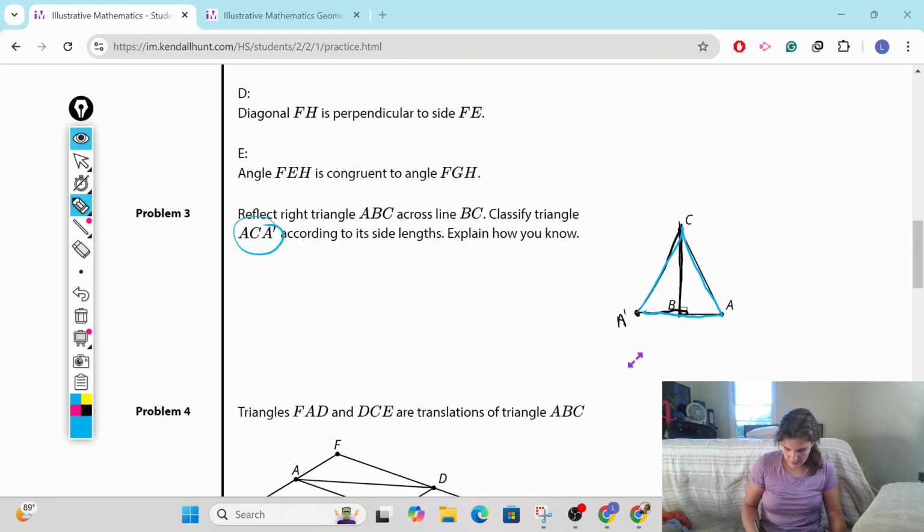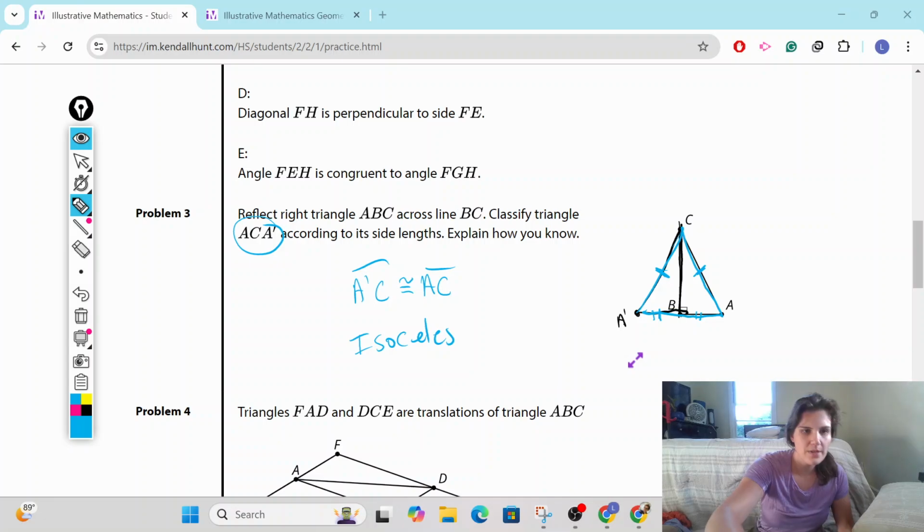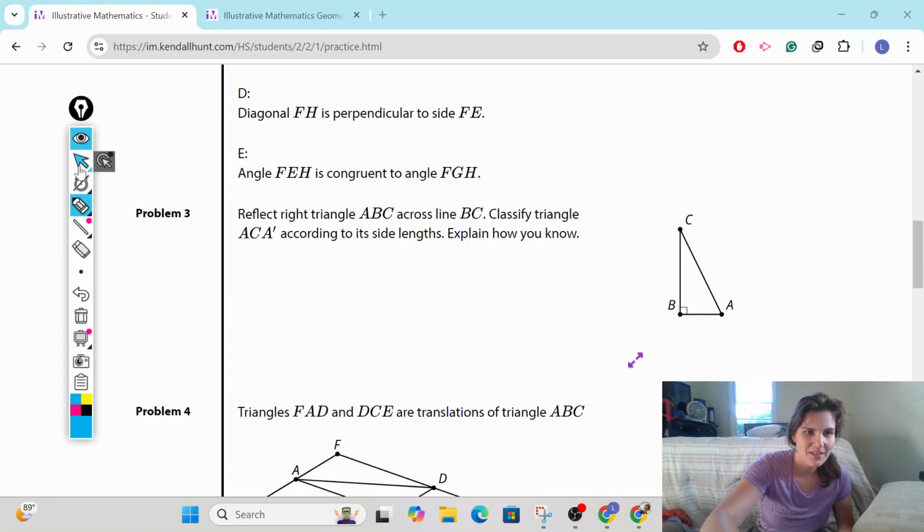Well, I know because I just reflected it that this side has to be congruent to that side. And technically this side is congruent to this side. But for this whole triangle, the only thing I know is that A prime C is congruent to AC. That tells me that this is an isosceles triangle because 2 sides are the same. We're done. Let's go on to the next one.